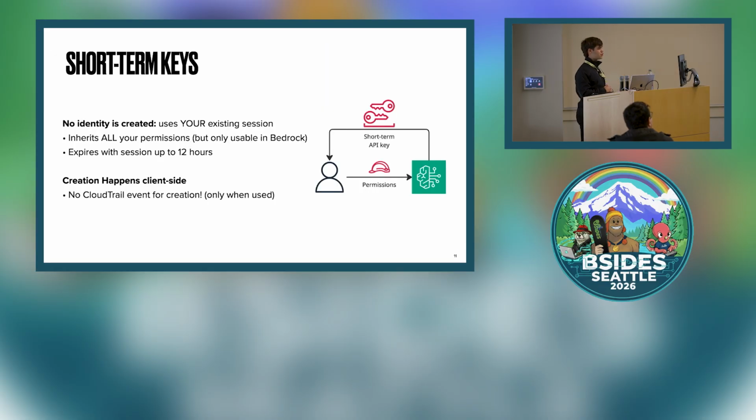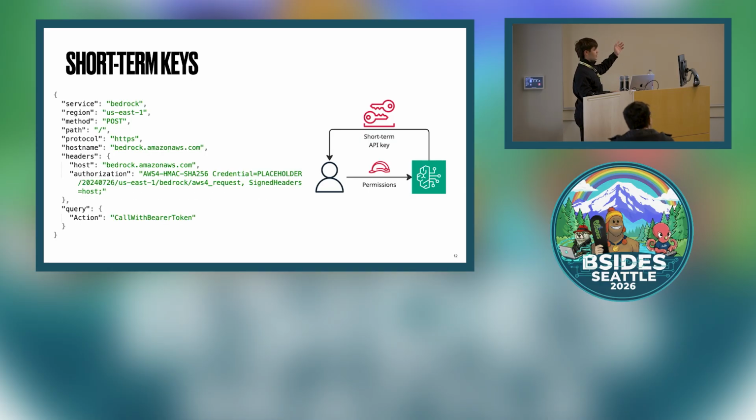So for short-term keys, no identity is created. They use your console session and your permissions, but they are only usable in Bedrock. They expire with the session, up to 12 hours, and this is the critical part. The creation happens on the browser, on the client side, so that means that there is no CloudTrail event for these short-term API keys, only when they are used, which we will see later.